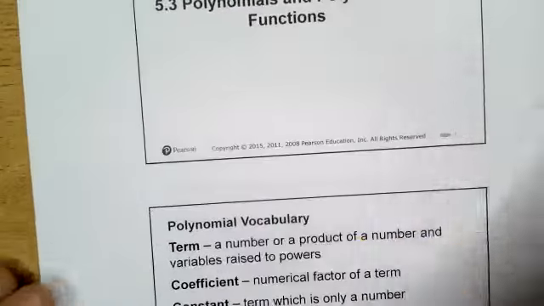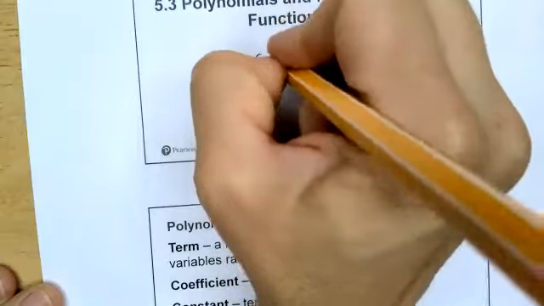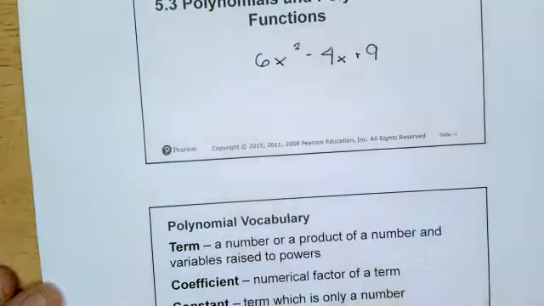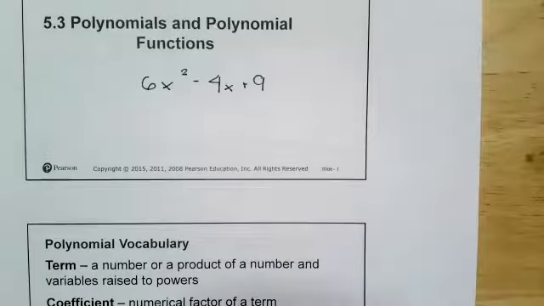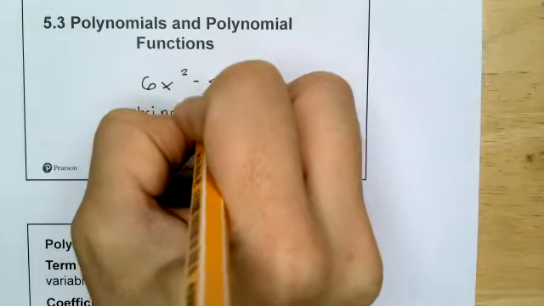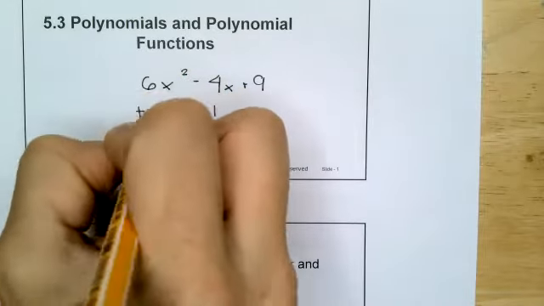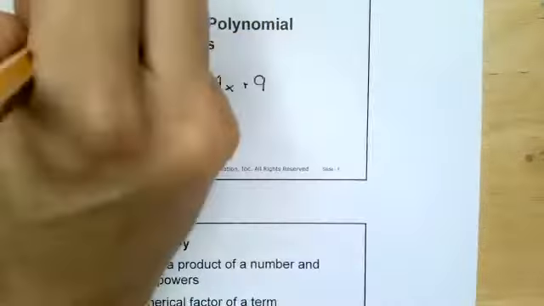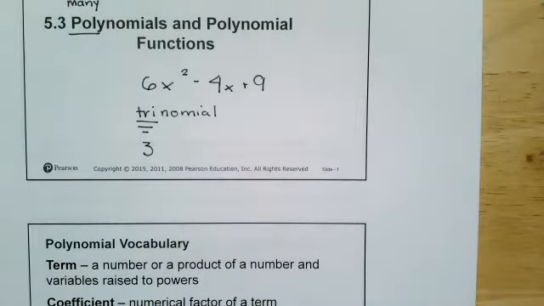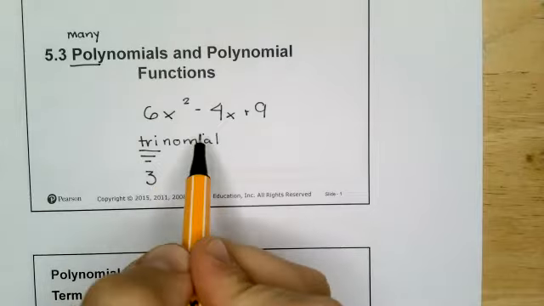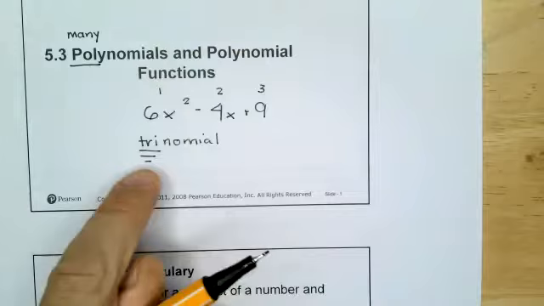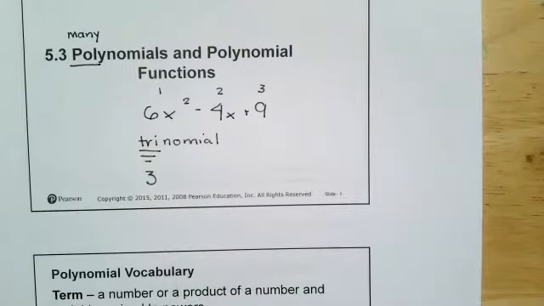Let me give you an example of a polynomial. If you had 6x squared minus 4x plus 9, that is a polynomial. It is also called a trinomial. Tri means 3, right? Poly just means many in this case. So trinomial means you have 3 terms. First term, second term, third term. Polynomial just means you have many terms, more than one.